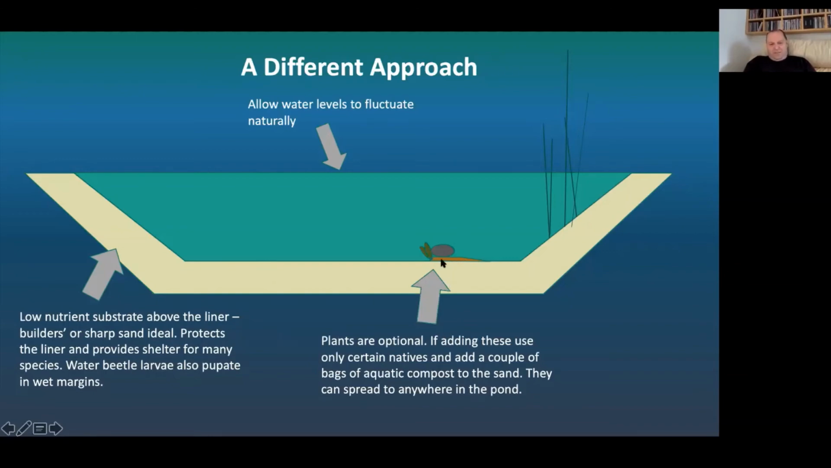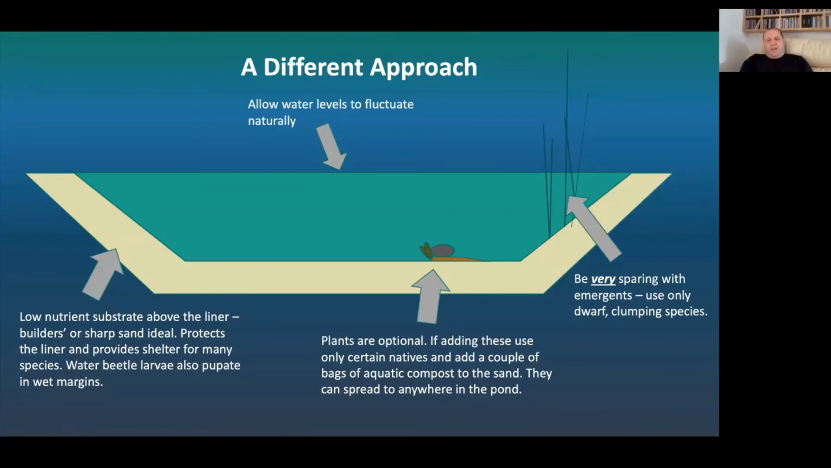Plants are optional. I'm sorry, this looks a bit like a carrot, doesn't it? If you're planting plants, generally native plants, you need to get a little bit of rhizome like this with a growing point and weight it down here with a stone, and then let them do their thing and just let them spread to anywhere in the pond. The more I make ponds, the more I think you should be very, very sparing with emergents. It's very easy to plant something that is too vigorous and that goes everywhere. So use mainly dwarf clumping species.